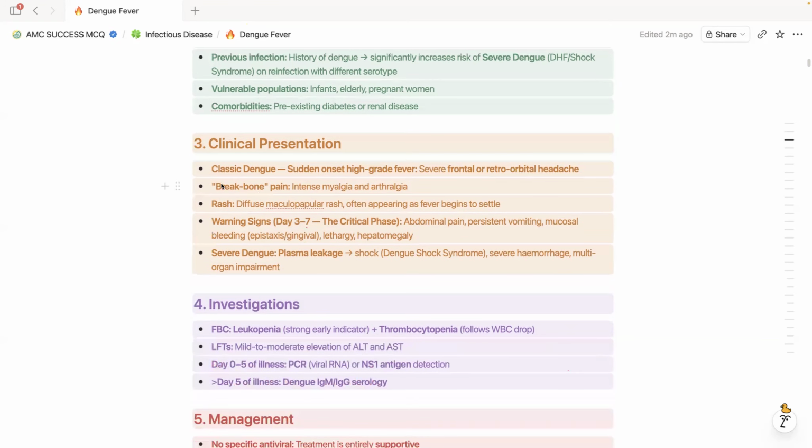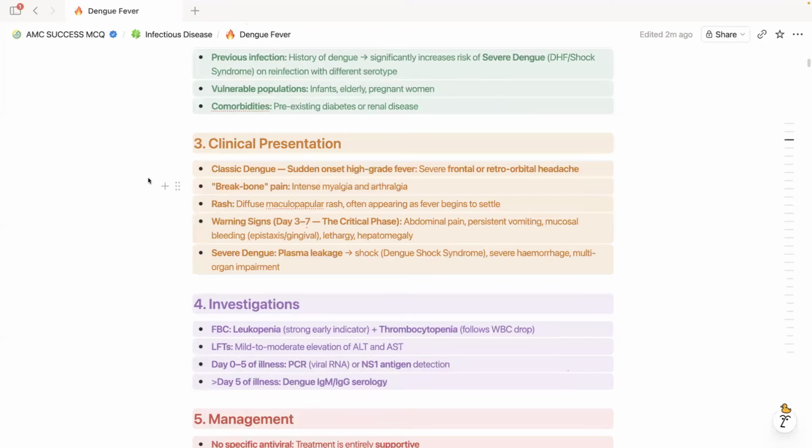Now, clinical presentation. The classic dengue presentation is a sudden onset of high-grade fever. Suddenly, the patient will have a high-grade fever and severe frontal or retro-orbital headaches. So the headache type is frontal or retro-orbital, and the breakbone pain, the patient will have intense, very bad muscle pain like myalgia and arthralgia, and a diffuse maculopapular rash, often appearing as the fever begins to settle.